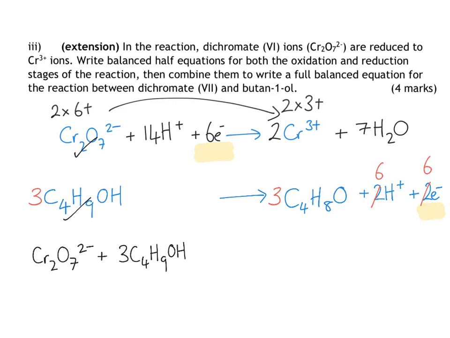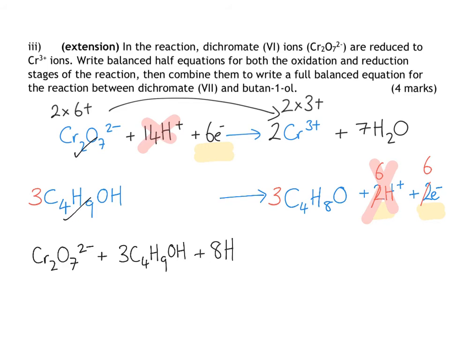Well, I've got 14 H pluses, but actually I'm just going to check on the other side, because on the other side I've got 6 H pluses. So I'm going to take 6 H pluses from both sides, which means I get rid of those, and my 14 H plus now will become 8 H plus. 14 take 6 is 8.